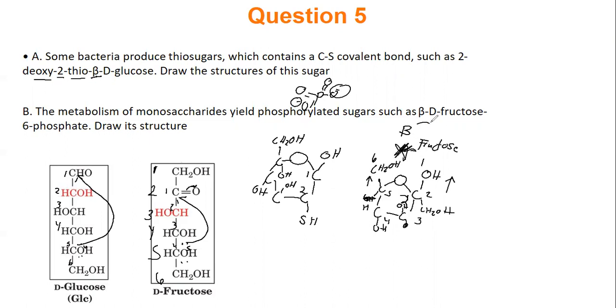And the last thing we have to change about this is beta D fructose 6 phosphate. So I need a phosphate on my 6 carbon. So right now I just drew regular beta fructose. So let's make it a phosphate.